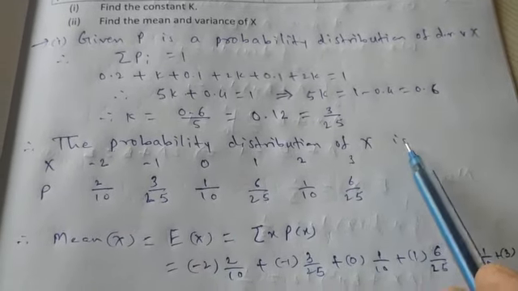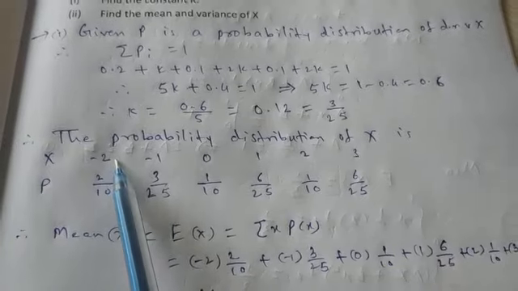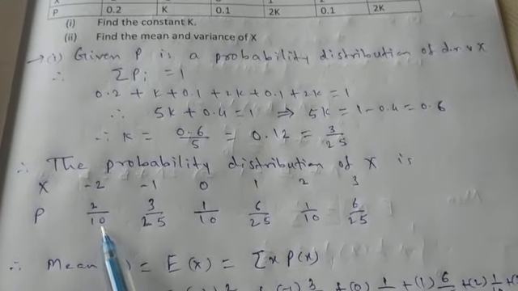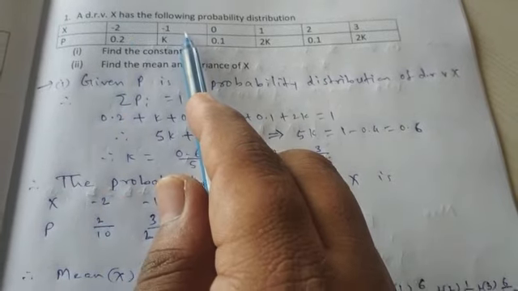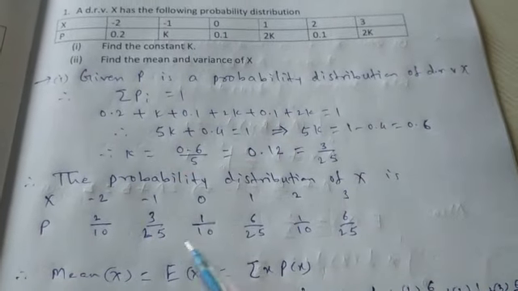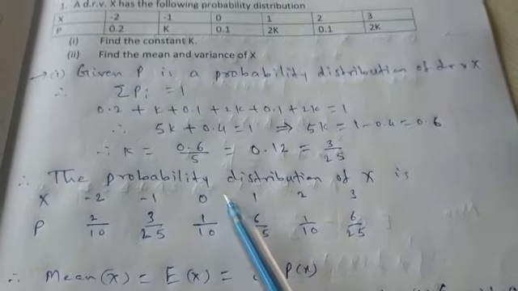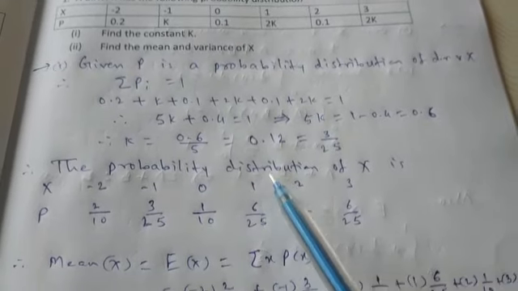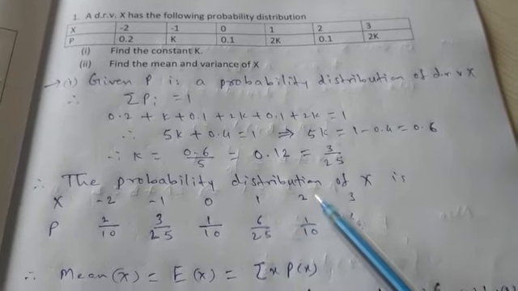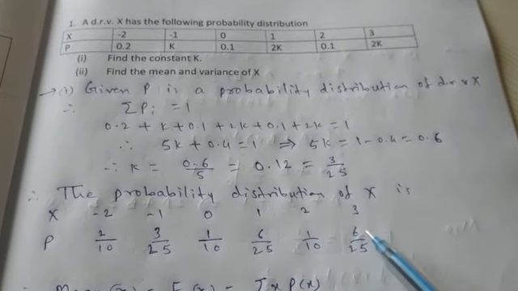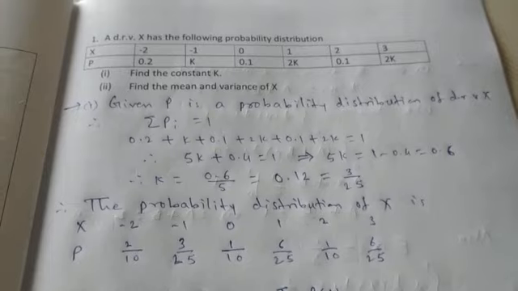Therefore the probability distribution of x is: values of x minus 2, corresponding probability 2 by 10, so you can write 0.2 as 2 by 10. Minus 1, corresponding probability 3 by 25, then 0, 1 by 10, 1, so 2 into 3 by 25, that is 6 by 25, 2, 1 by 10, and 3, 6 by 25.